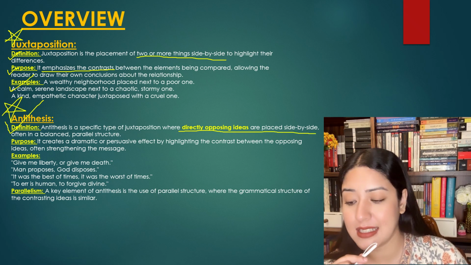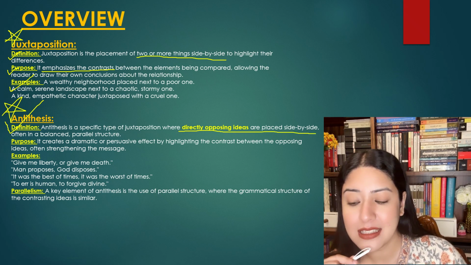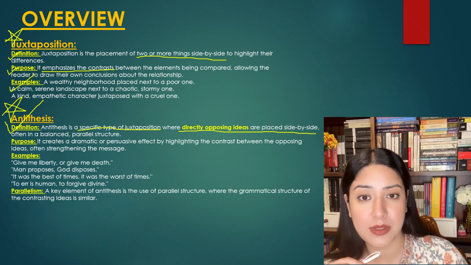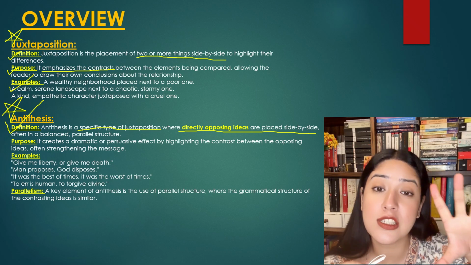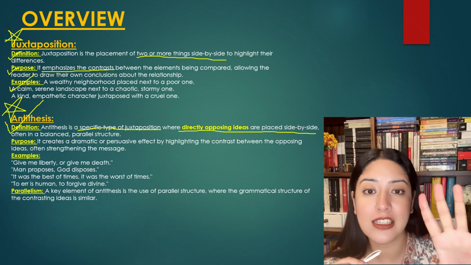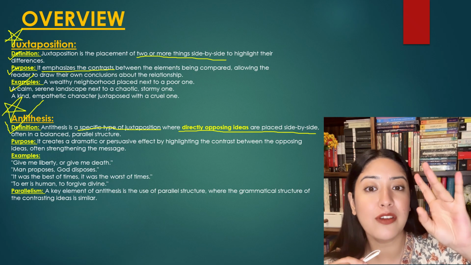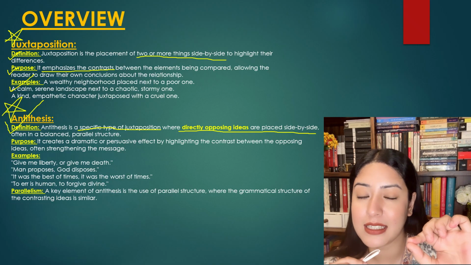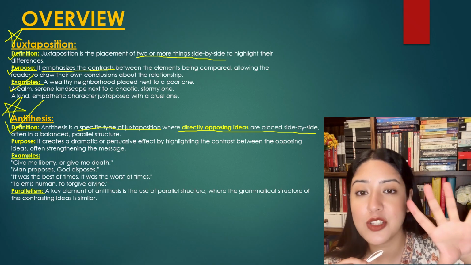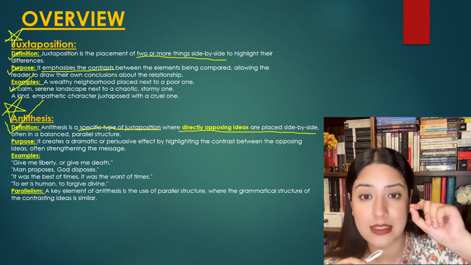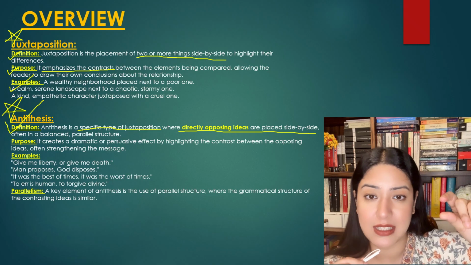So, antithesis, let's have a look at the definition. Antithesis is a specific type of juxtaposition. So, this is the first thing. Juxtaposition is a general term. Like I said, allegory is a general term. Parable and fable are specific types of allegories. Then in conceit, I said it's a general term. Metaphysical conceit is a specific type of conceit.